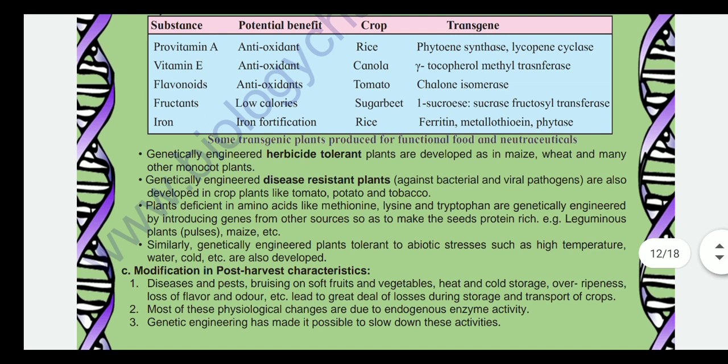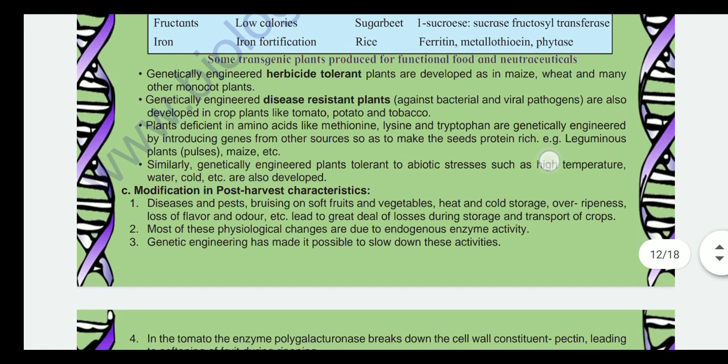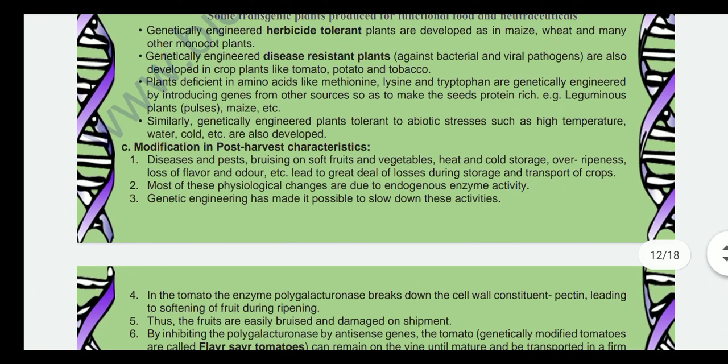So here a list is given showing the substance which is introduced, the potential benefit, the crop where it is introduced, and the transgene which is used for it. Genetically engineered herbicide tolerant plants are developed, as in maize, wheat, and many other monocot plants.